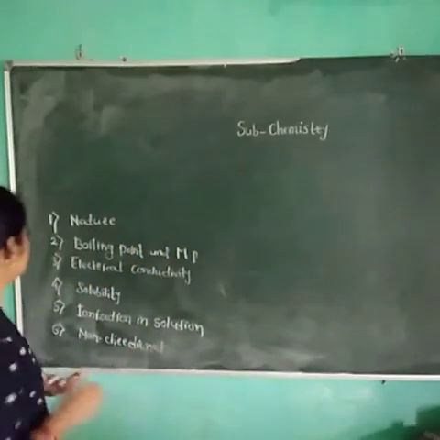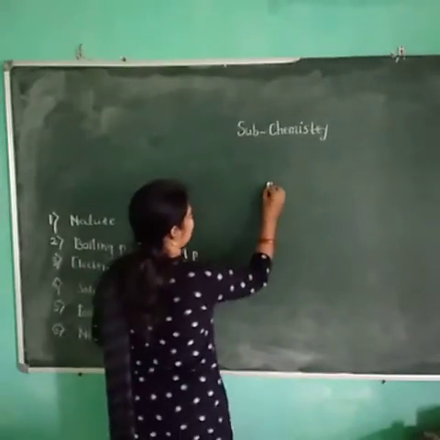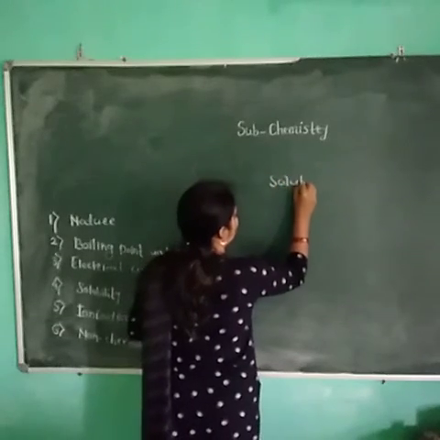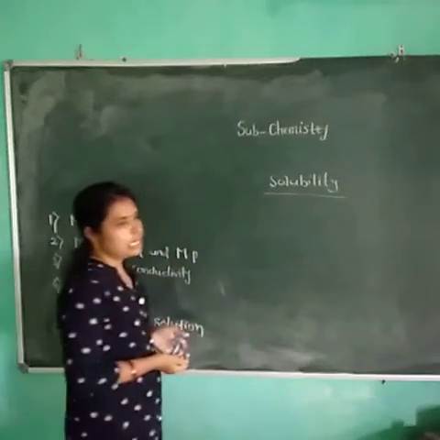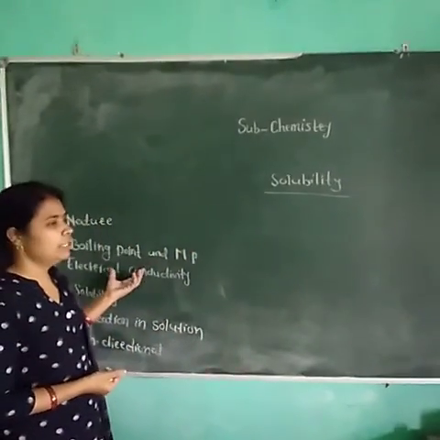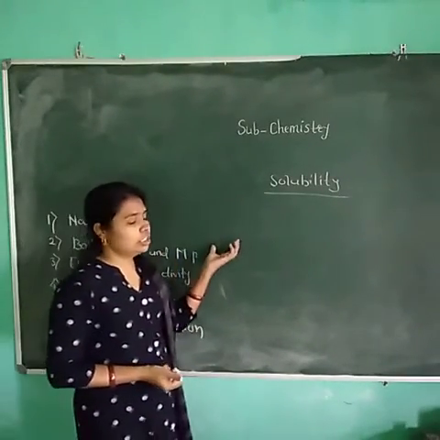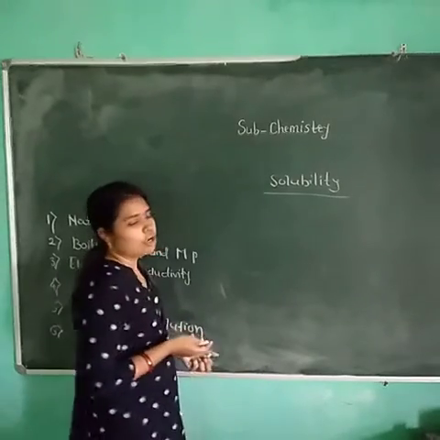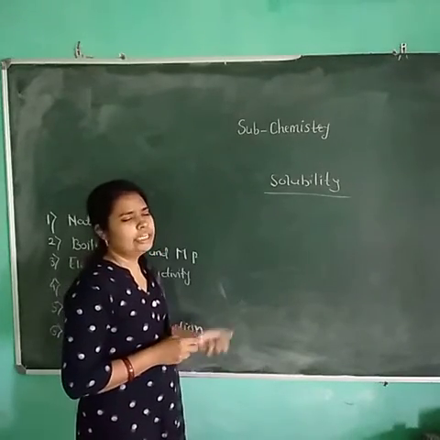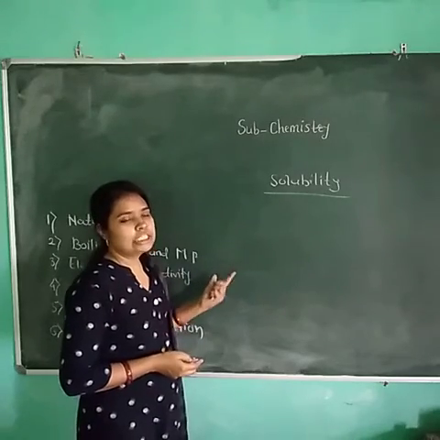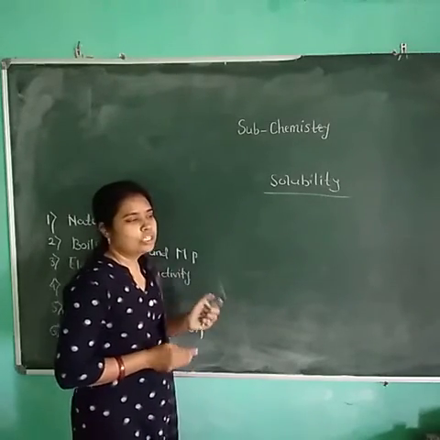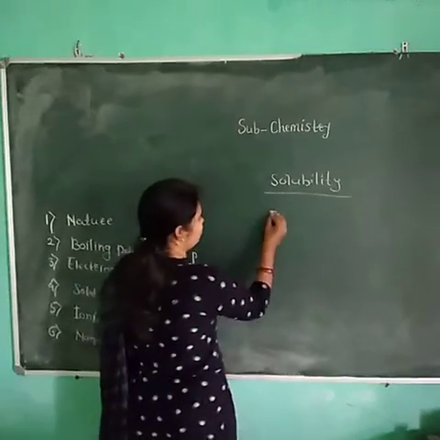Next is solubility. What is solubility? This is the most important characteristic of the ionic compound. In water, ionic compounds dissolve very easily. But in organic solvents, the ionic compound is very insoluble.